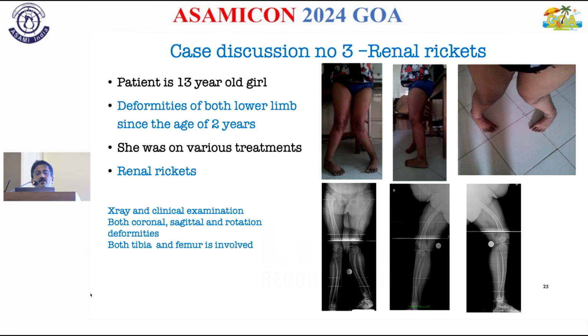Another girl, 13 years old, had deformities of both lower limbs with severe deformities in multiple planes. It was found to be renal rickets.